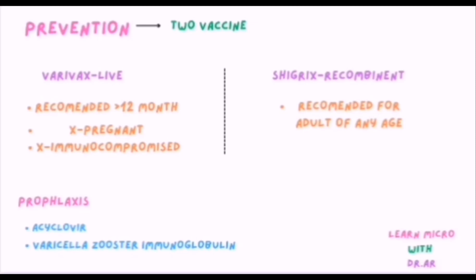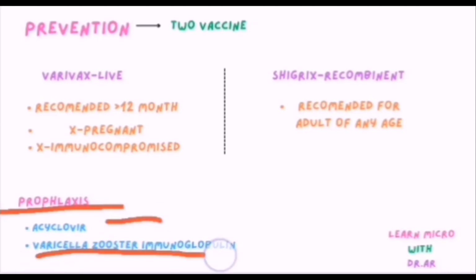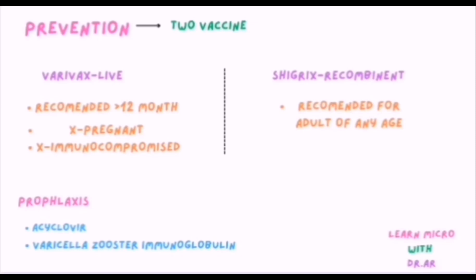So what about the prophylaxis? Prophylaxis is getting medication or chemical drugs before having an infection. So if you want to prevent yourself from the infection or disease, you have to take the prophylaxis. In case of Varicella Zoster virus, you can take acyclovir or the Varicella Zoster immunoglobulin. So in this way, you will be protected from the Varicella Zoster virus, right?